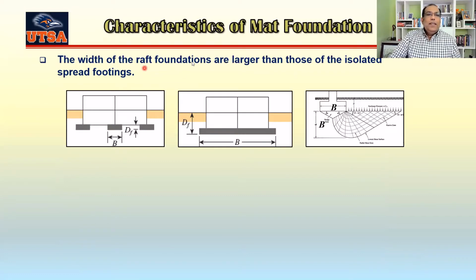The dimensions of the mat foundation are larger than those of the isolated spread footing. We are talking about the width B. B is much bigger. Now you can see when we are talking about this whole thing here, this one is working with the depth of B here, okay? Now you can see that for a spread footing B, let's say this is like 5 feet, then what will happen, the influence of this foundation will go only 5 feet here, okay, if your B is 5 here.